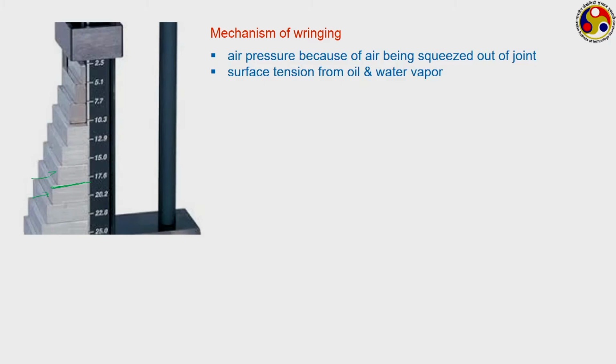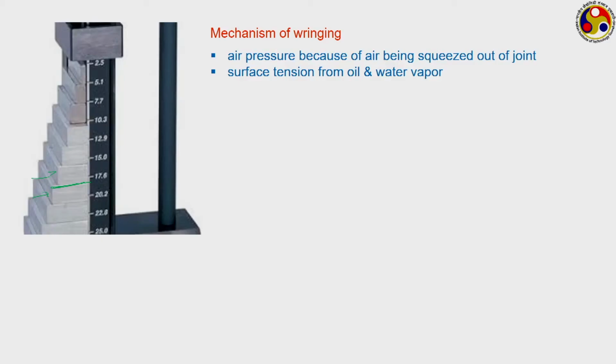A better reason can be the surface tension because of the presence of oil and water vapor in the gap. The molecular attraction can also be a reason. When two very flat surfaces are coming in contact with each other, the cohesive forces of the molecules of the metallic alloys or metallic ceramic alloys can also lead to very strong bonds.